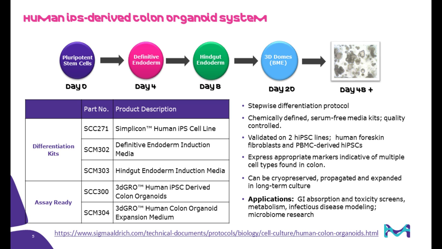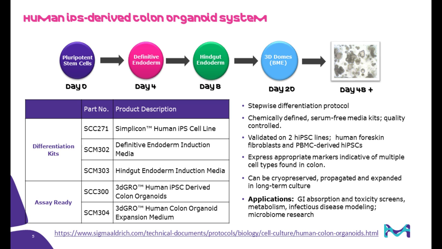Our differentiation media kits have been validated on 2 human iPS lines, one from human foreskin fibroblasts and the other from PBMC-derived human iPS cells. We show that the resulting colon organoids express appropriate markers indicative of multiple cell types found in the colon, including goblet cells, enterocytes, Paneth cells, and enteroendocrine cells. Our colon organoids can be cryopreserved, propagated, and expanded over multiple passages.